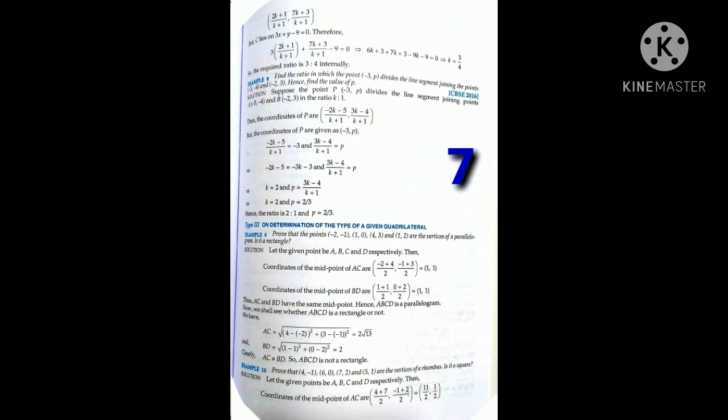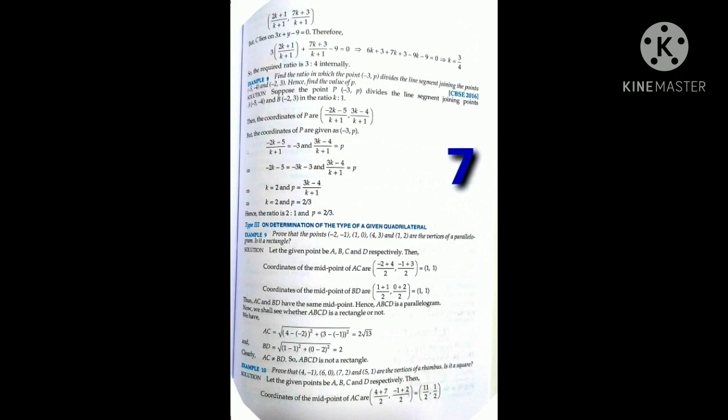Also find the value of p, right? So we have to find the ratio as well as one of the points is missing, that is point P. So this is how we proceed. Suppose the point P (-3, P) divides the line segment joining the points. The first point we label as A (-5, -4), and the second point as B (-2, 3). Now this point is dividing AB in the ratio of k is to 1.